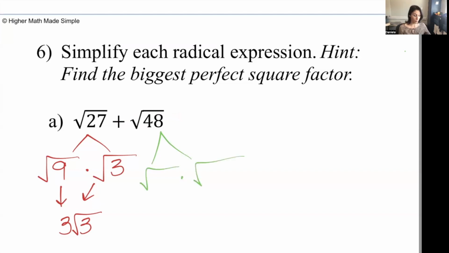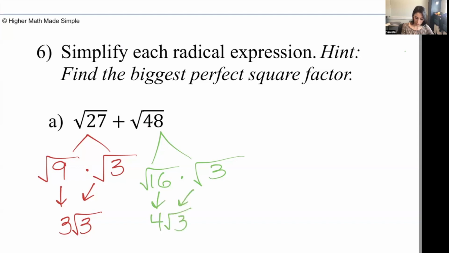What is the biggest perfect square factor that goes into 48? Why did I say biggest perfect square? Because 4 is a perfect square and that goes into 48. We want to figure out what's the biggest perfect square. That's 16. And why couldn't we do the 4? Just because it's going to be more steps and people will tend to mess up more on that one. Okay, so the square root of 16 is 4. And then drop down the radical 3.